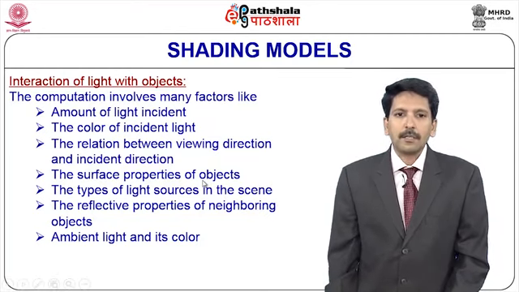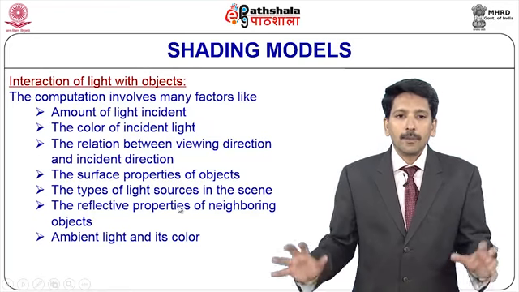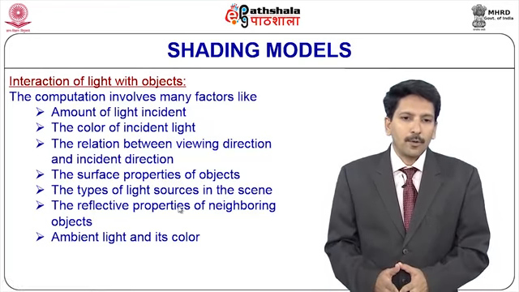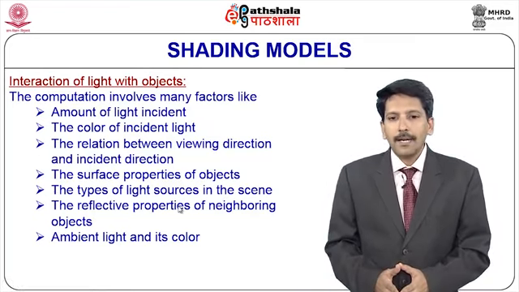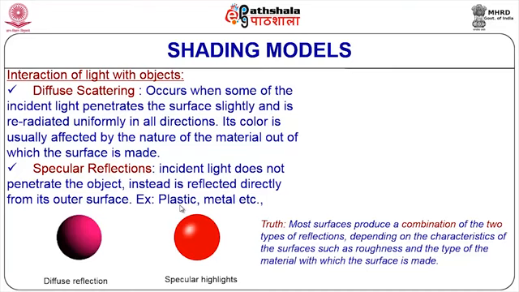The type of the light sources in the scene, and the reflective properties of neighboring objects. Sometimes the neighboring objects also play a major role, and ambient light and its color as well. Colored light also influences the way that we observe the reflected light. So, interaction of light with objects can be categorized into two: diffuse scattering and specular reflections.